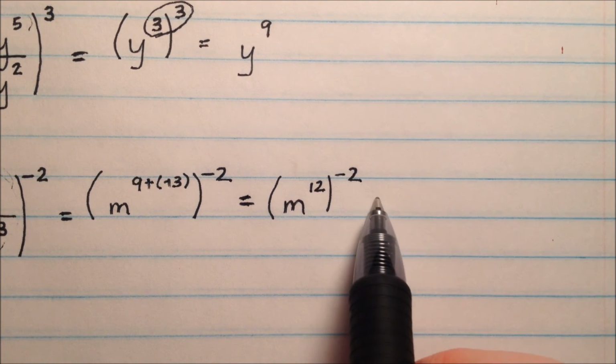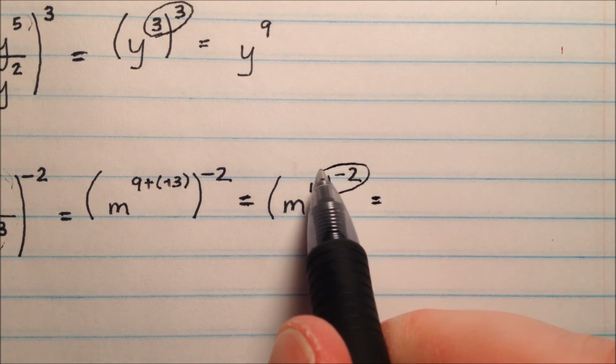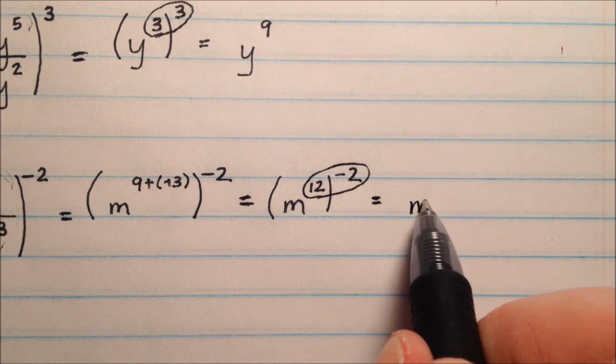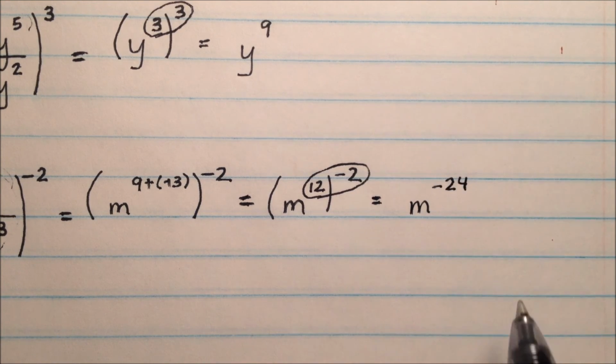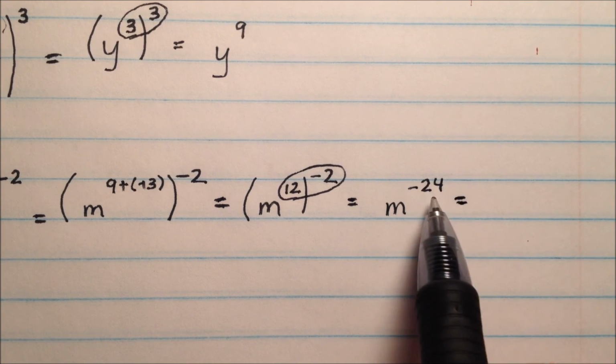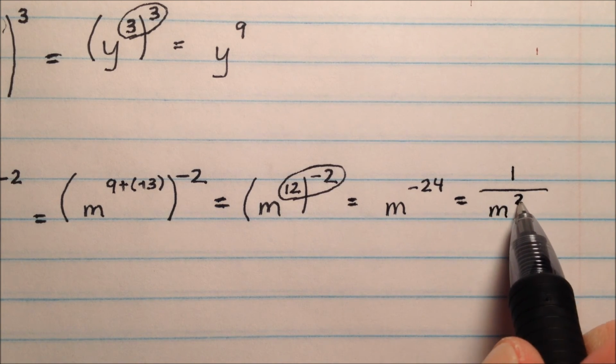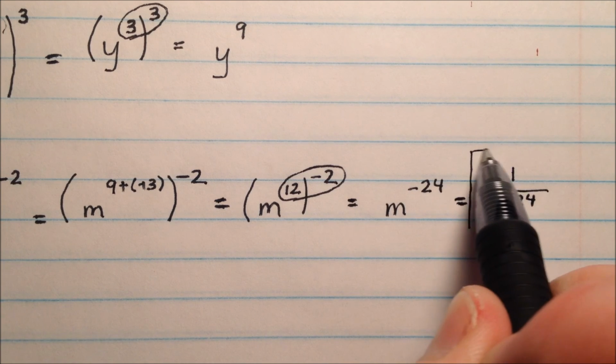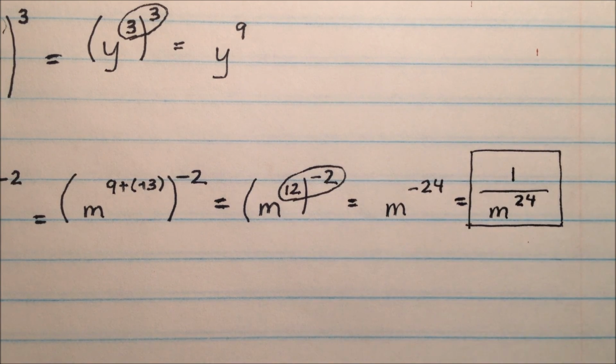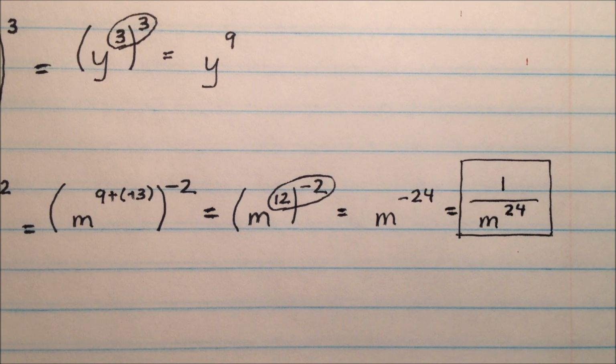Moving right along, 12 times negative 2 will be m to the negative 24th, but we don't like to have that negative exponent, so we're going to drop it down and make it 1 over m to the power of positive 24. And that's the final answer for that final example.